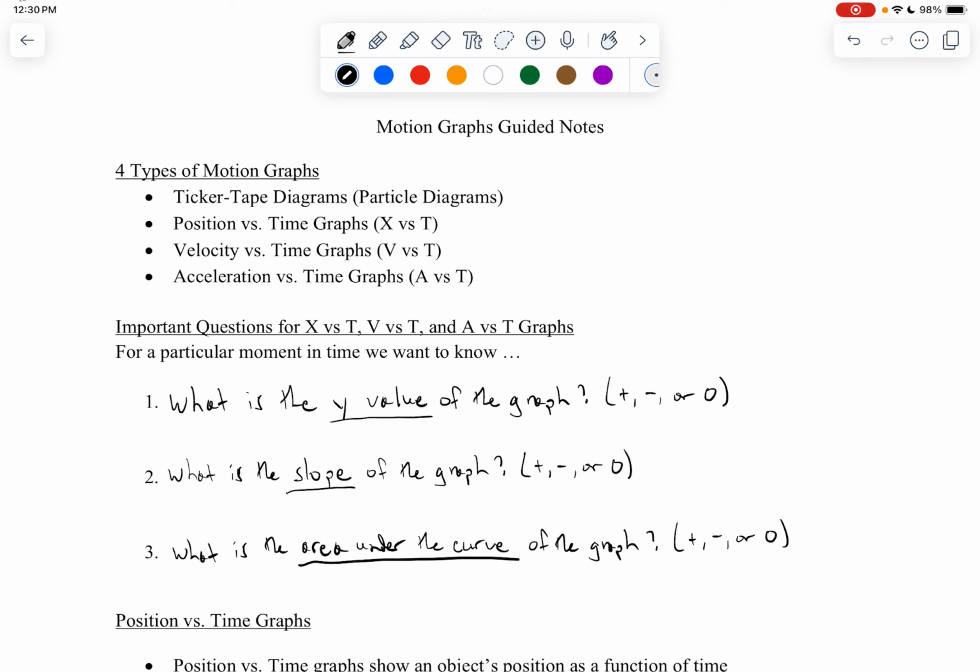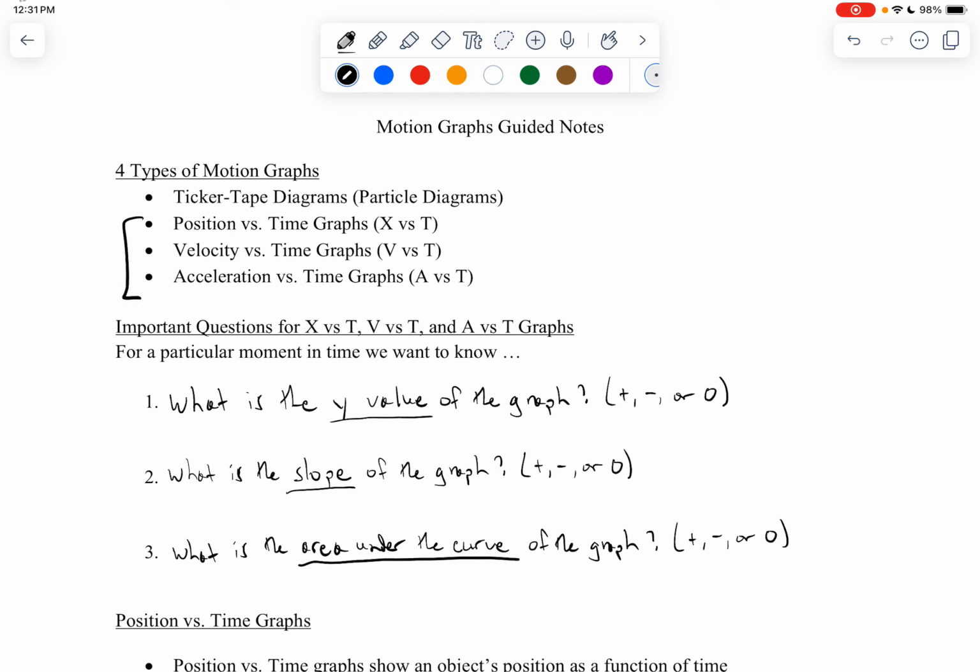Alright class, in today's video we're going to be looking at a couple of different types of motion graphs. The ones we're going to be focusing on are four types. We have what we call ticker tape diagrams, often called particle diagrams or oil drop diagrams. We have position versus time graphs, velocity versus time graphs, and then lastly acceleration versus time graphs. So this video is going to mainly focus on our bottom three types of graphs.